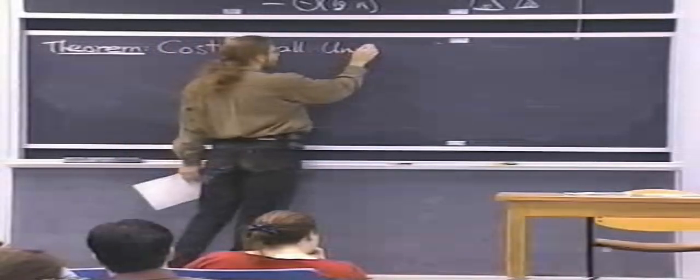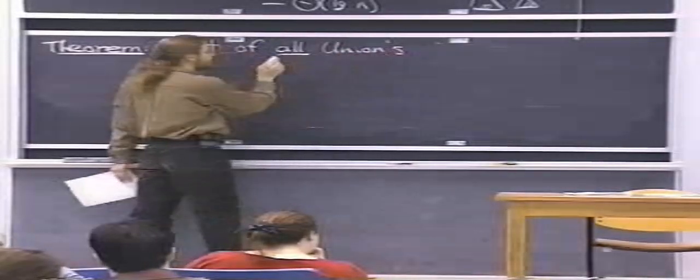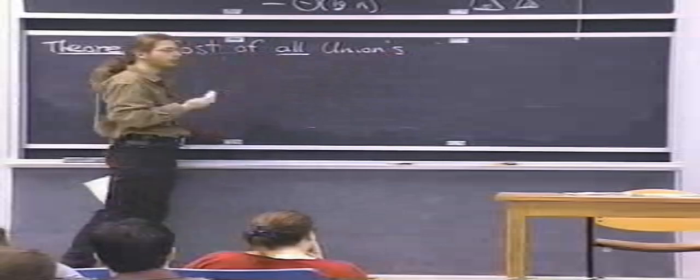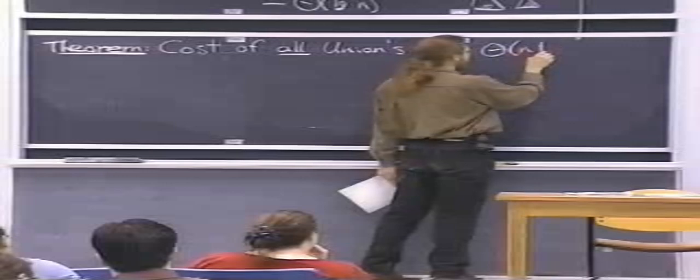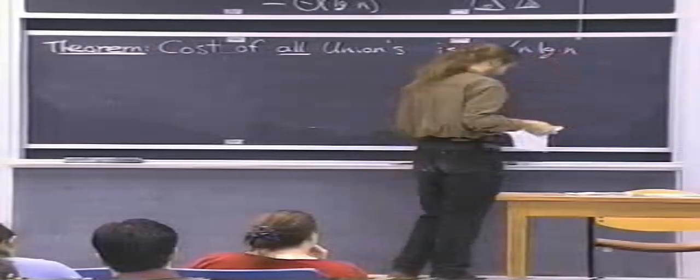So I want to amortize things out. I want to look at all of the unions. And their total cost, I claim, is order n log n.